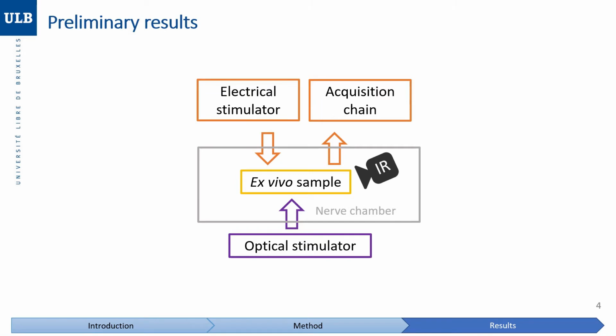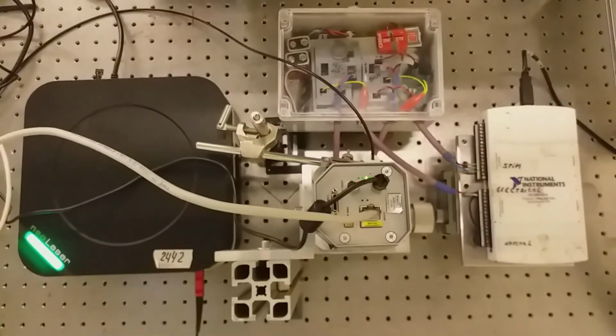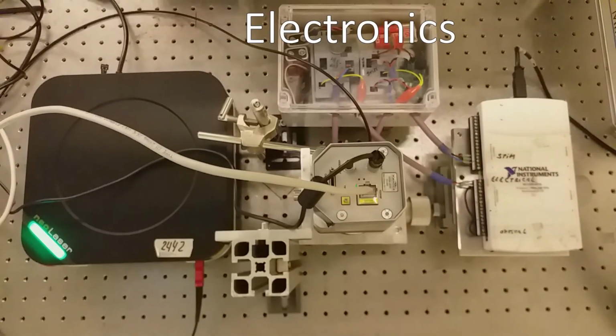The optical stimulator in purple is a near-infrared laser, and the infrared camera records the temperature at the nerve surface. Let's see what this setup looks like in real life. On this top view of the setup, you can observe the box containing the electronics of the electrical stimulator and the acquisition chain. The DAQ is used for the analog inputs and outputs management.